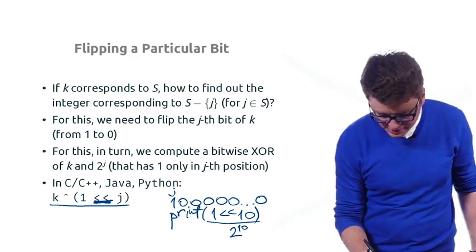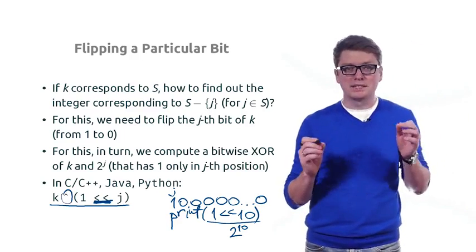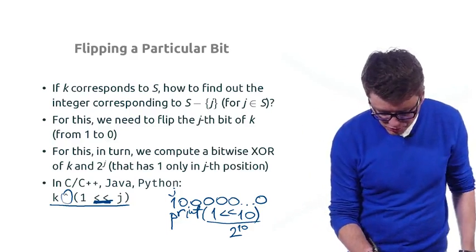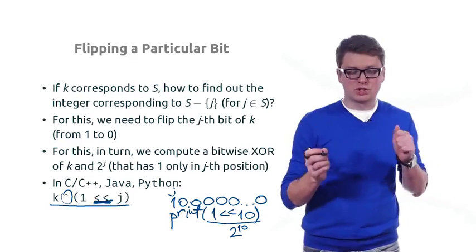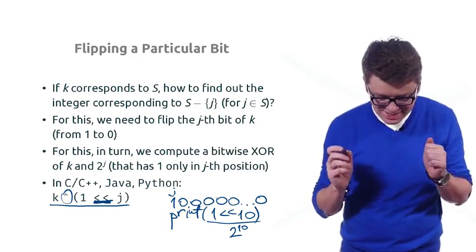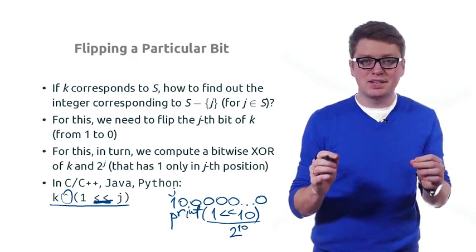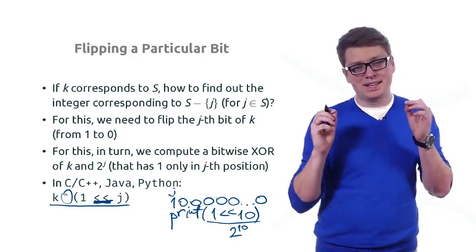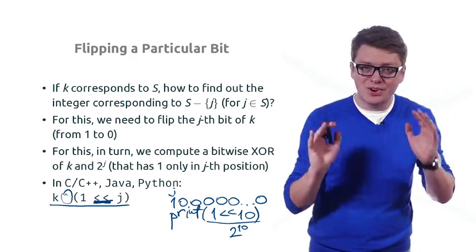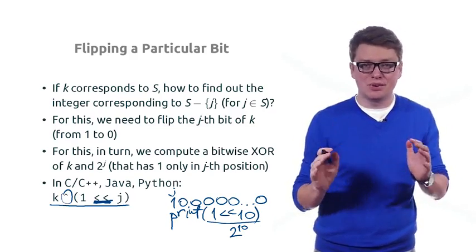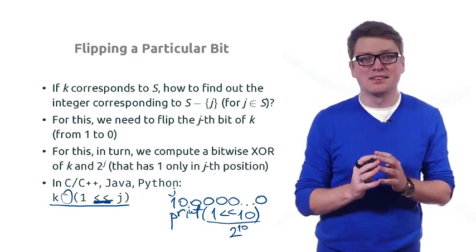And then finally, this sign computes the bitwise parity. So the operation k bitwise XOR with 1 shifted to the left by j positions corresponds exactly to the decimal representation of the set S where the element j is removed. We are now completely ready to write down the code, and this is exactly what we're going to do in the next video.